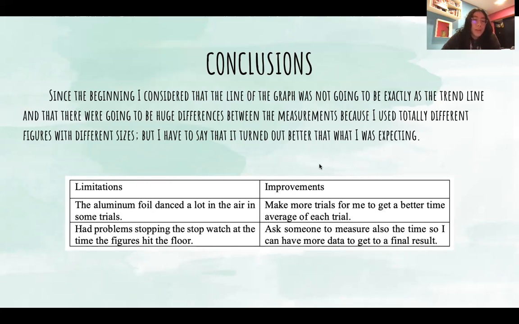And here we can see a little table with limitations and improvements that I have to make. The limitation that I had was that the aluminum foil danced a lot, as I said previously, in the air in some trials. And the improvement that I should make to fix that is to make more trials for me to get a better time average of each trial.